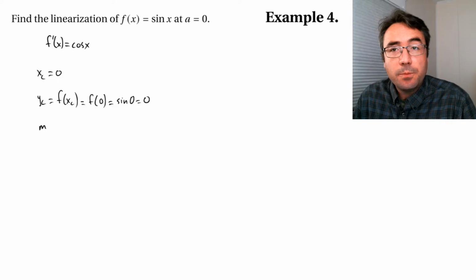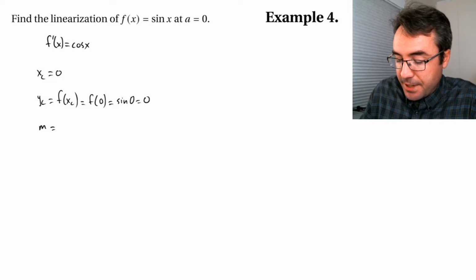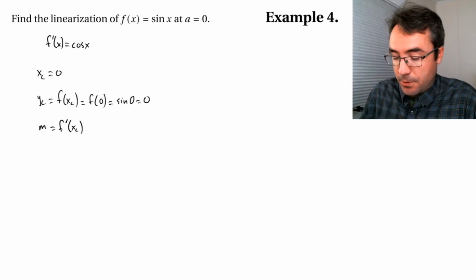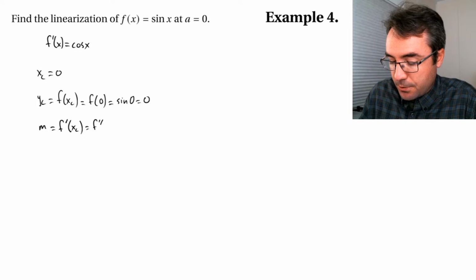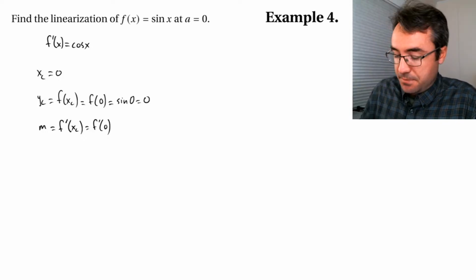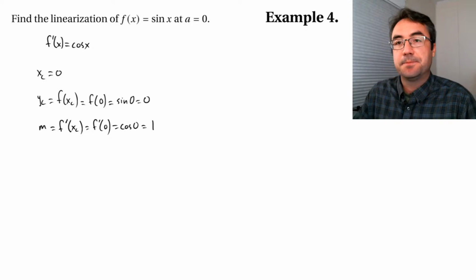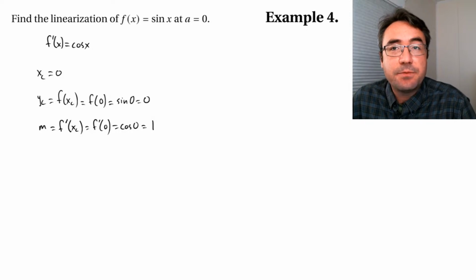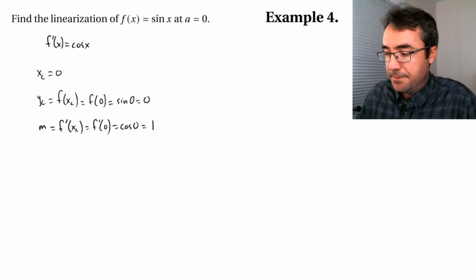Now what about our slope? Well, to find the slope of our tangent line, this is where we take our derivative and plug in the x coordinate. Our x coordinate was 0, so we're going to evaluate f prime at 0. And when we plug 0 into the cosine function, we get 1. So we have all three ingredients that we need for our tangent line.